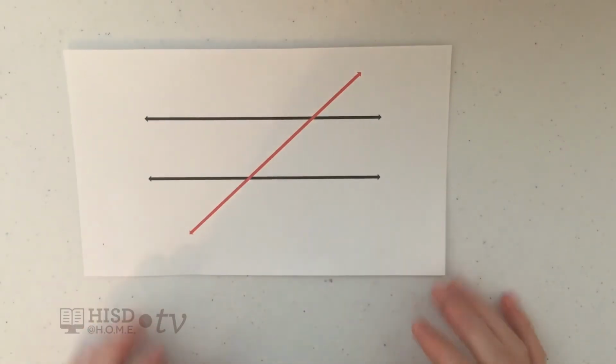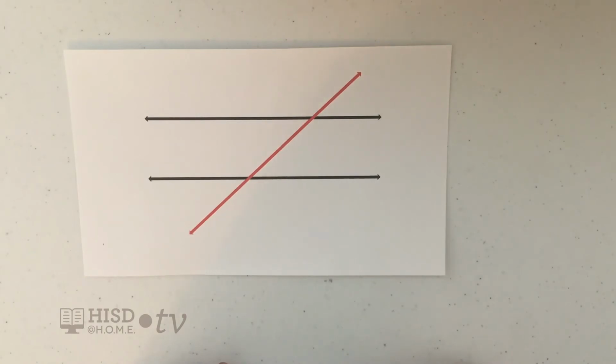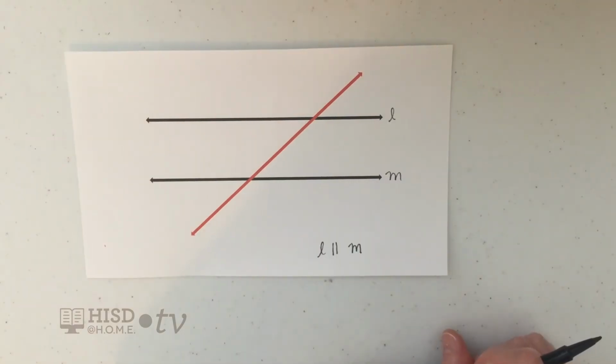In order to begin our conversation on angle relationships, we're going to start by looking at two parallel lines that have been cut by a transversal. The first angle relationship that we're going to talk about is corresponding angles.